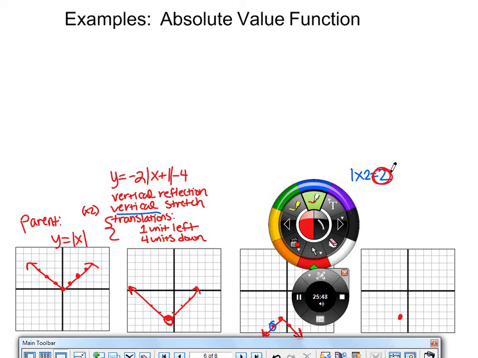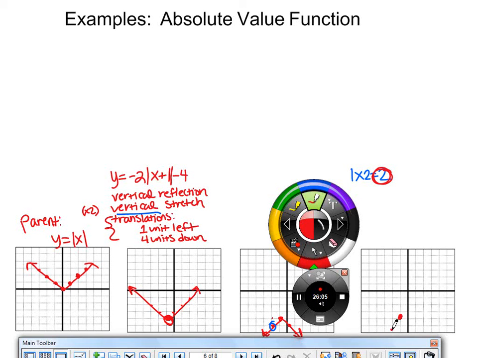So if I'm looking at this point, it was go 1 over and then go 1 down. I'm still going to go 1 over, but rather than going 1 down to draw that point, I'm going to go 2 down because I want the new distance from the vertex to be 2 units. Okay, that's how the graph is getting stretched.